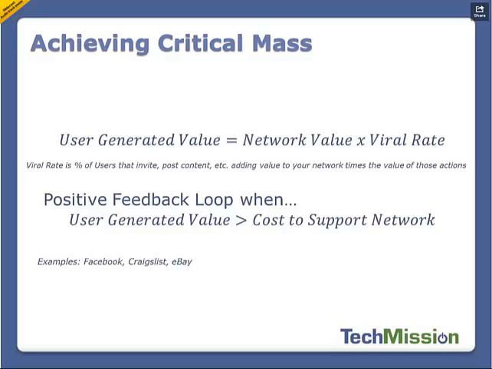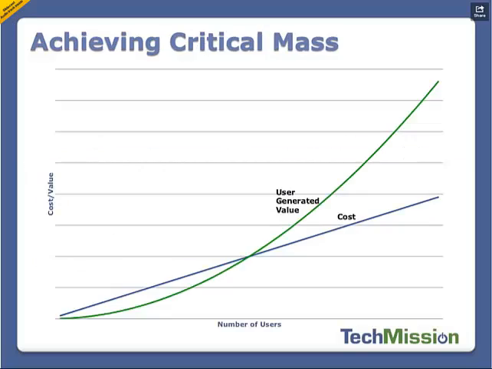What the critical mass graph looks like is you start off with a fixed cost, and for each user, it's going to cost you a certain rate per user to support those users. So it's usually a straight line graph, or something along those lines. It might go down a little bit, but the issue is how do you get your user-generated value to grow exponentially? And once you've done that, then you've achieved critical mass.